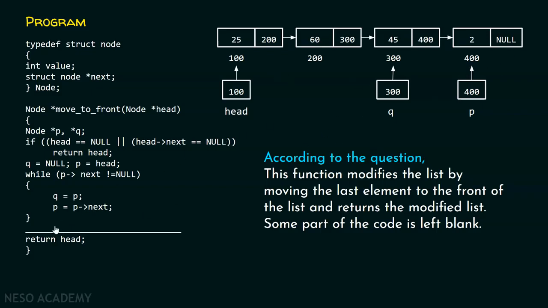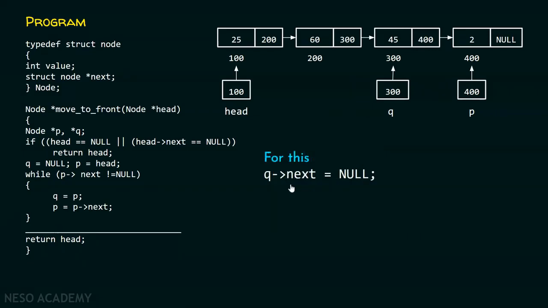Let's try to add something to this blank line. For this, of course, we have to update the next part of this node first so that it points to nothing. That means it must contain null, because we have to make this node the last node of the list. That is why the link part of this node must store null. So we will store null over here.